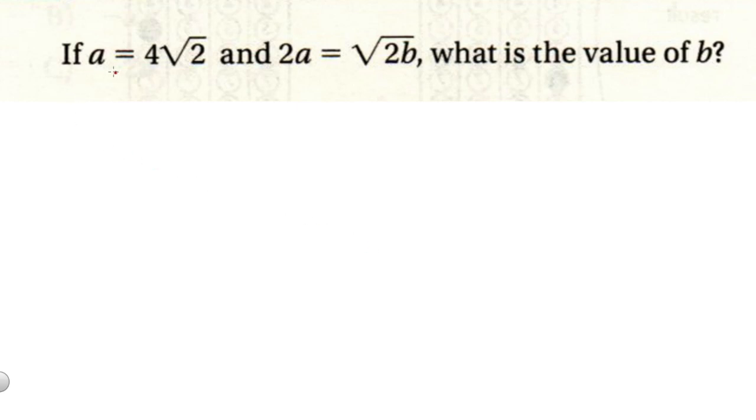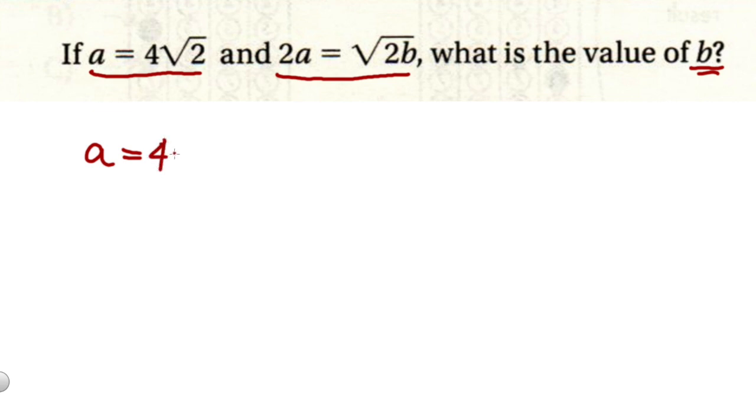In this question, if a equals 4 square root of 2 and 2a equals square root of 2b, what is the value of 2b? So here we have two equations and two unknowns involving radical sign, and we're asked to find b. So we have a and b, but we're only asked to find the value of b. And since we have two equations, we can just rewrite these two equations.